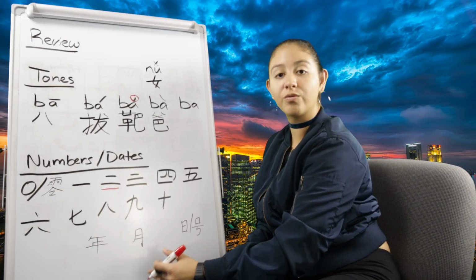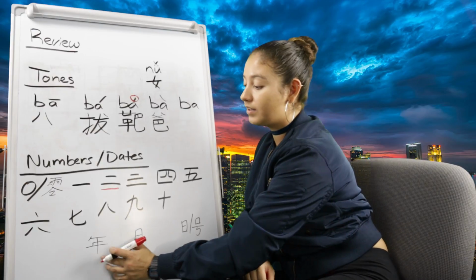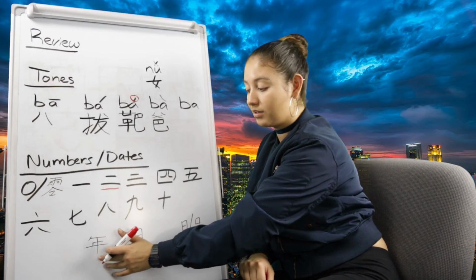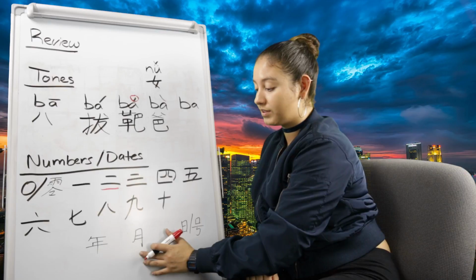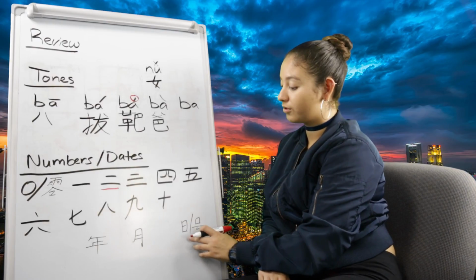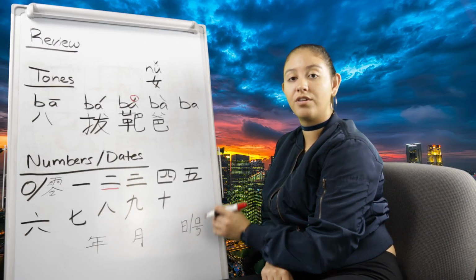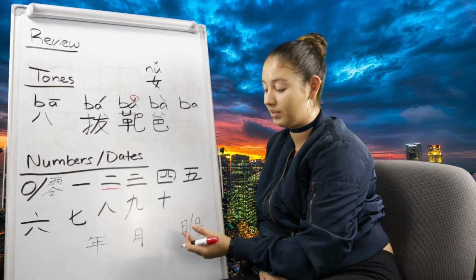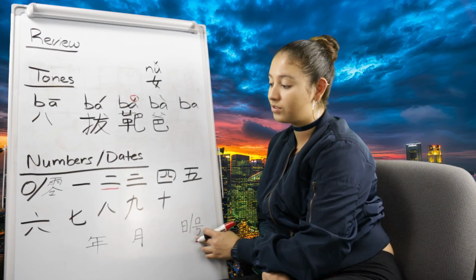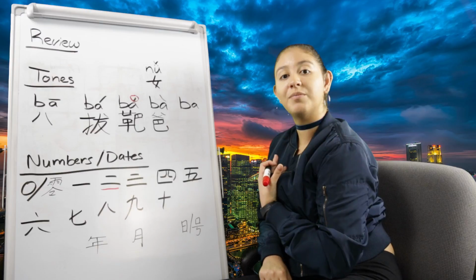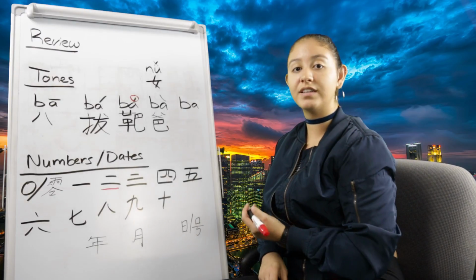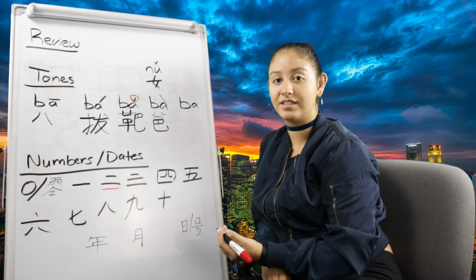Now let's also go over the dates really quick. We have 年, which is to mean year, 月, which is the month. Then you have 日 or 号, depending on if you are writing it down or speaking it. This is to mean day. So let's write out a day really quick. I'm going to write my birthday. So my birthday is July 31st, 1997.